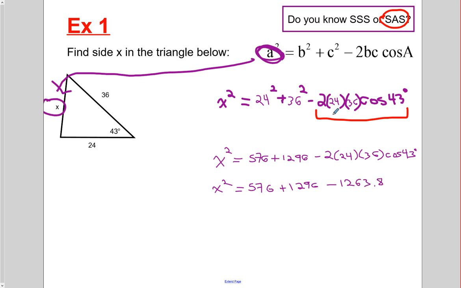1,263.8. I'd like you to make sure you can do that part. I know you can square numbers, but I want you to make sure you can multiply all those terms out. 2 times 24 times 36 times cos of 43 and get the same answer as me. So try that right now, please. Make sure that you can do that on the calculator that you're using.